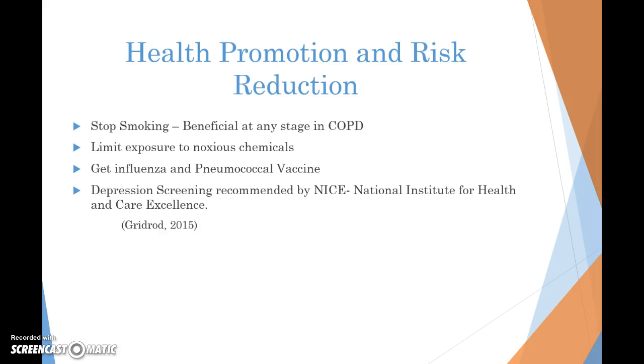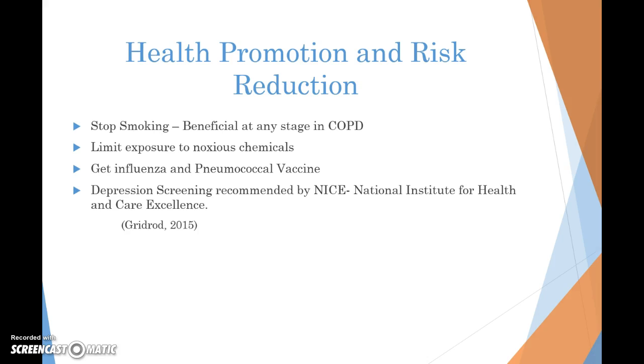The number one way to hinder the progression and control symptoms is to stop smoking. Research shows that stopping smoking at any point in the disease is beneficial. Smoking cessation can improve cough by improving ciliary function and decreasing airway injury. Limiting exposure to noxious chemicals such as tobacco smoke, first and second hand, dust, air pollution, and harsh chemicals can decrease symptoms of COPD.